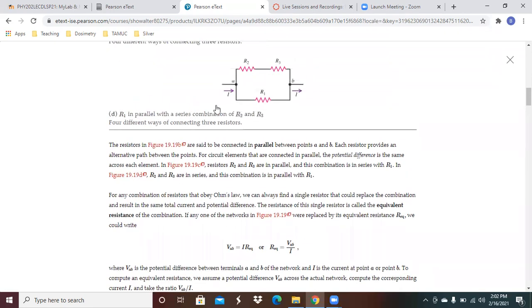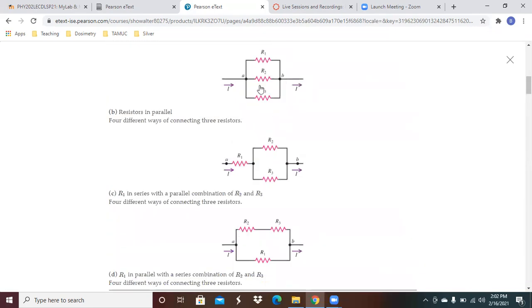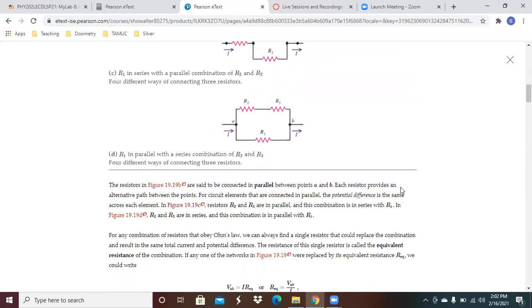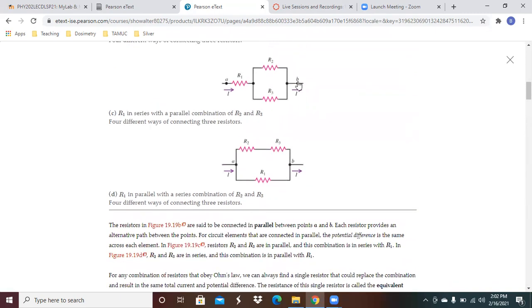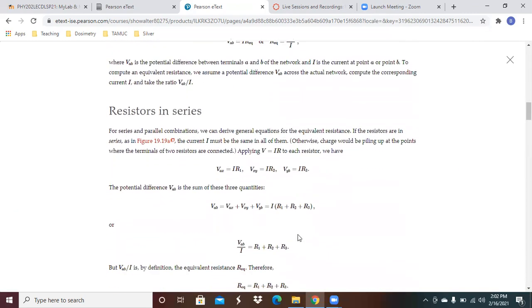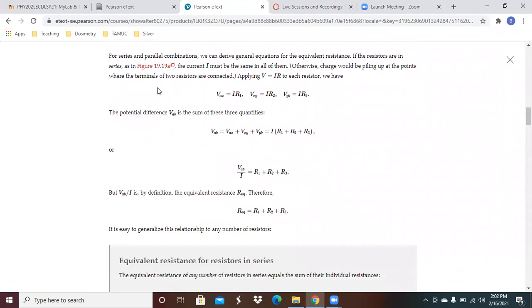Now, one thing I will note here about this parallel situation, each resistor provides an alternate path for current. For elements that are connected in parallel, the potential difference, the voltage, is going to be the same across each element. In 19.1C, the resistors R2 and R3 are in parallel, and this is in combination with series R1. So, resistors in series. For series and parallel combinations, we've got several different formulas to deal with each.